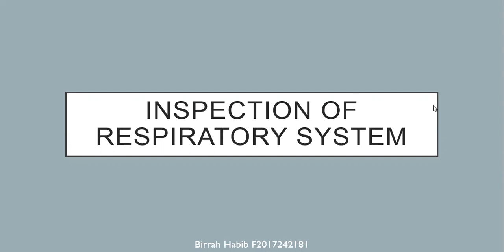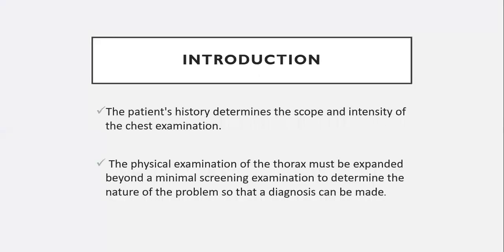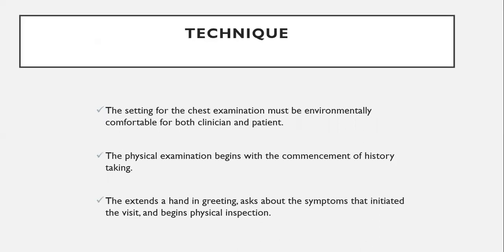First, I will tell you our respiratory system consists of the nasal cavity, pharynx, trachea, lungs, bronchi, and the diaphragm. Why do we take history? Because we take history to determine the scope and the intensity of the chest examination. The physical examination of the thorax must be expanded beyond the minimum screening examination to determine the nature of the problem so that the diagnosis can be made.